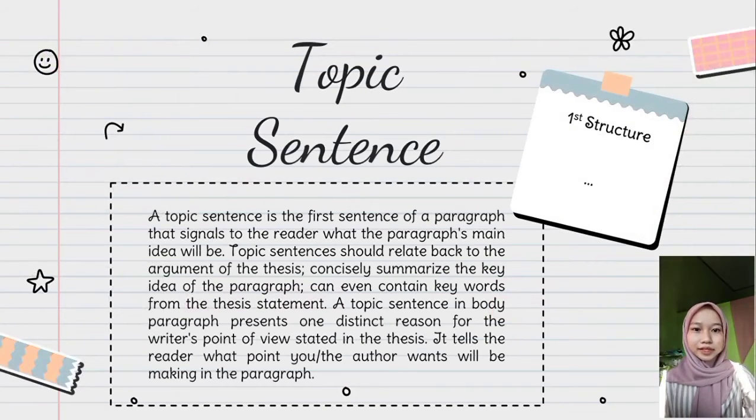A topic sentence is the first sentence of a body paragraph that signals to the readers what the paragraph's main idea will be. A topic sentence should relate back to the argument of the thesis. Concisely summarize the key idea of the paragraph; it can even contain keywords from the thesis statement. A topic sentence in a body paragraph presents one distinct reason for the writer's point of view stated in the thesis. It tells the reader what point the author will be making in the paragraph.